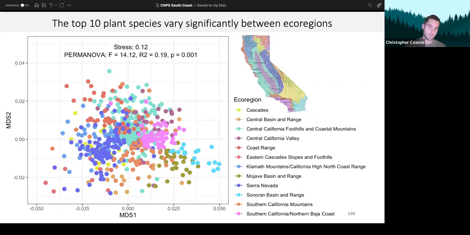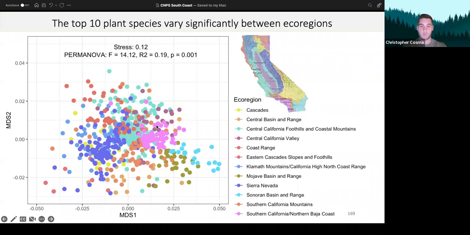So this is another one of those big complex NMDS plots here. And this time, each one of these dots is a habitat type in California, and these are colored by the ecoregion that they occur in. So here's our ecoregion map, and we can see our cluster here of kind of teal or turquoise blue corresponds to our California foothills, etc. And so the distance between each of these dots corresponds to how different that composition of top 10 plant species this time are from one another.